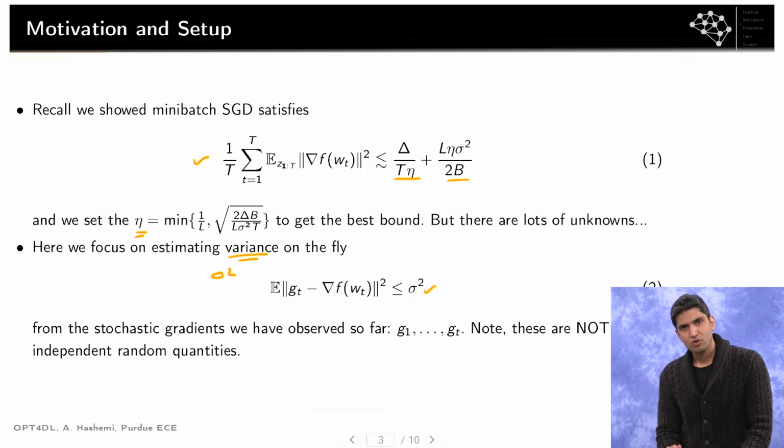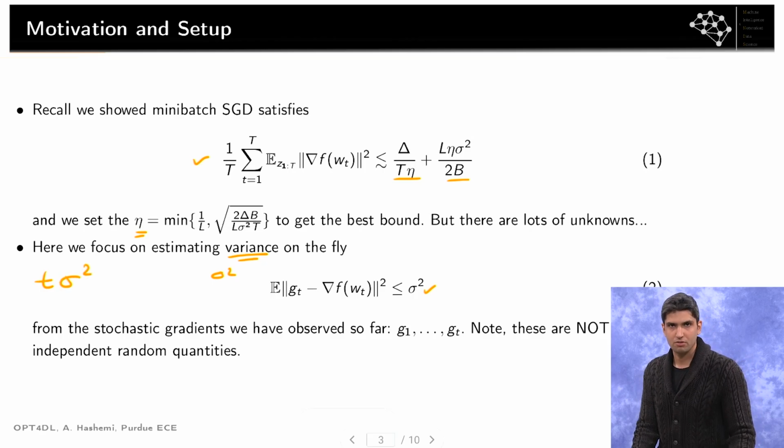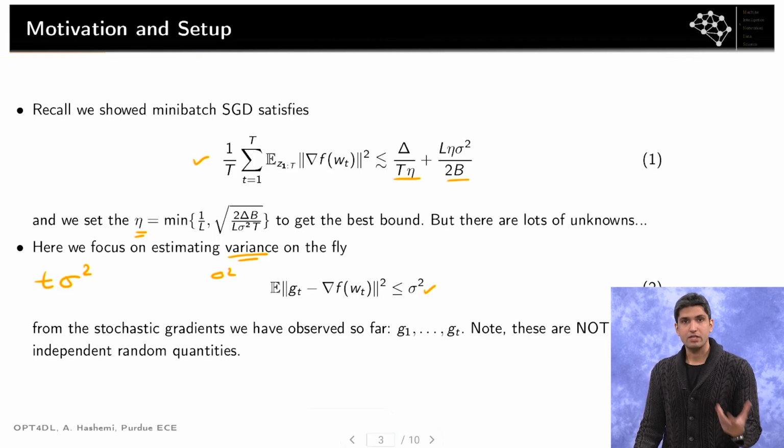I would say, slightly more precisely, we are interested in the accumulated variance, meaning the product of t and sigma square. But these are basically the same, right? So we want to estimate the variance, and we need some observation. What is our observation? The observation is basically the stochastic gradients we have calculated so far during our training process. So these are our G1 through GT.